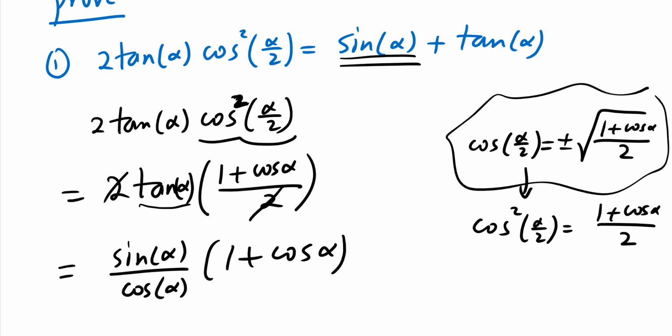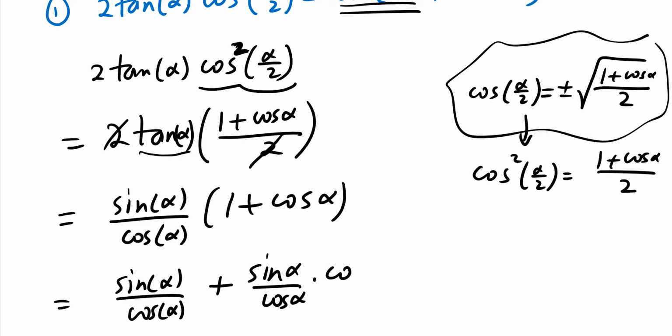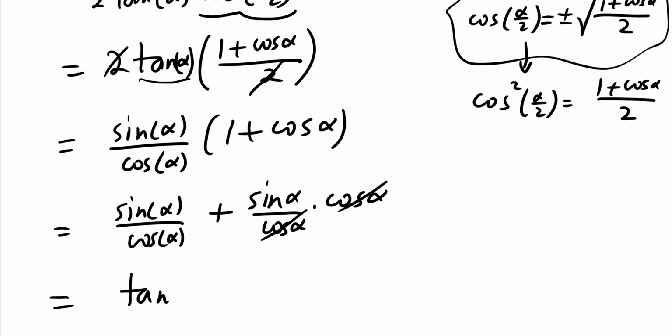I see an addition, so that motivates me to distribute sine alpha over cosine alpha times 1 stays the same. Sine alpha over cosine alpha times cosine alpha. These cancel. Sine over cosine is tangent, and that sine stays the same. And that's what I'm looking for. That proves that identity.